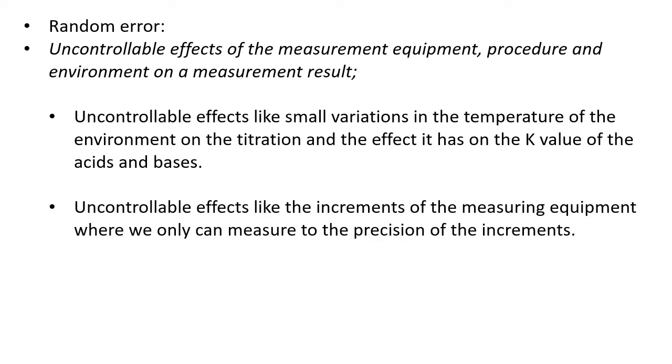So, random error. It is the uncontrolled effects of measurement, equipment, procedure, and environment on a measurement result. So straight from SCARSA. Things such as variations in temperature during the experiment. That's going to be an issue. Uncontrollable effects like the increments of measuring equipment. Okay, what do we mean by the increments of measuring equipment? Let's have a look.